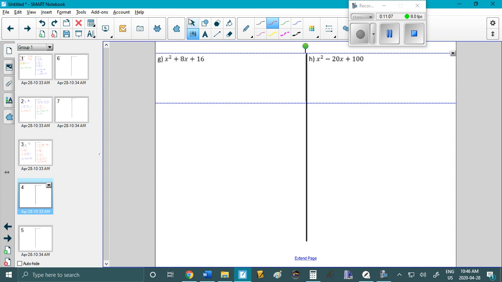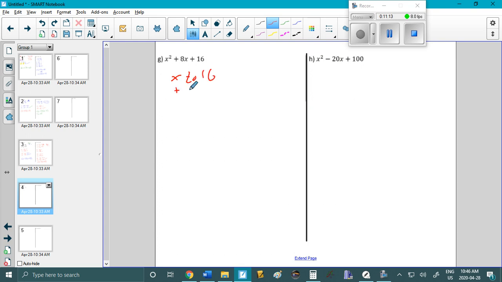All right, next one. We've got plus plus, right? Plus plus, so everything's going to be positive. So it multiplies to 16, adds to 8. And everything's positive, which is good to know. So 16 divided by 1 is 16. So 1 and 16. 1 plus 16 is 17, not 8.